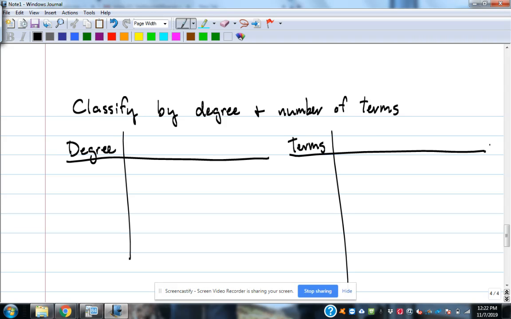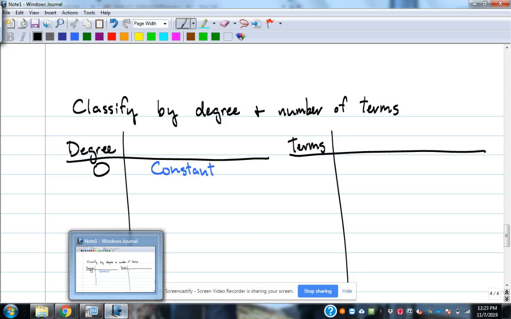All right, so degree. If it has a degree of 0, it's just a plain number. So it'd be like 2 or 7, something like that. That is called constant. It's a constant polynomial, so it doesn't have a variable on it. It stays that number forever.